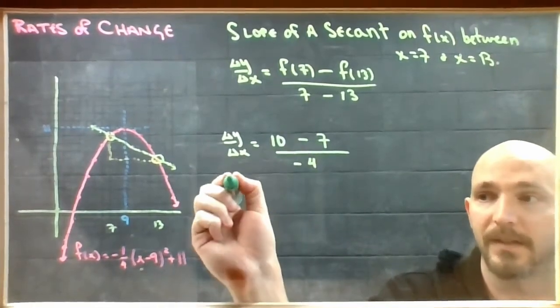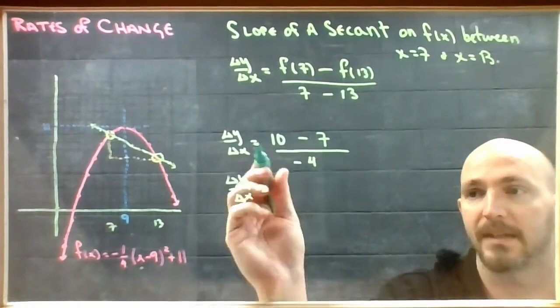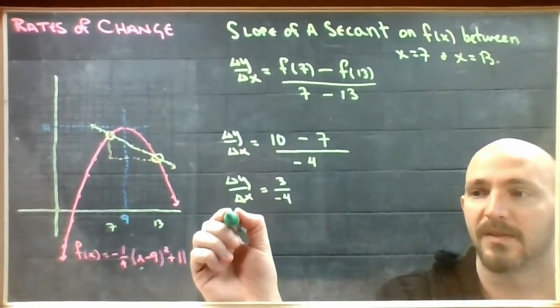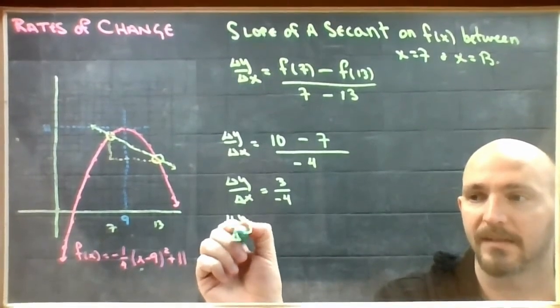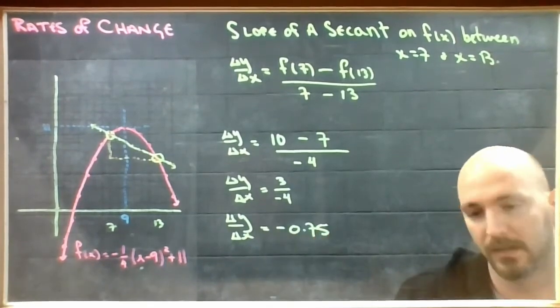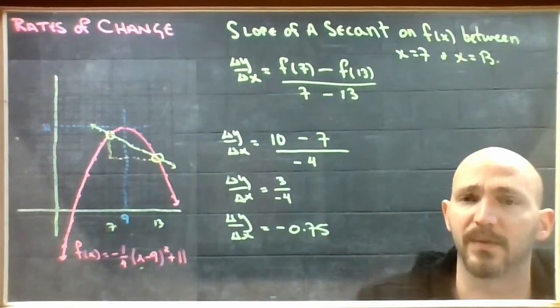So to finish off here then, 10 minus 7 would be 3, or negative 4. So I end up with a slope for this secant of negative 0.75. Or you could leave it as this fraction. Slopes are sometimes more useful as fractions.